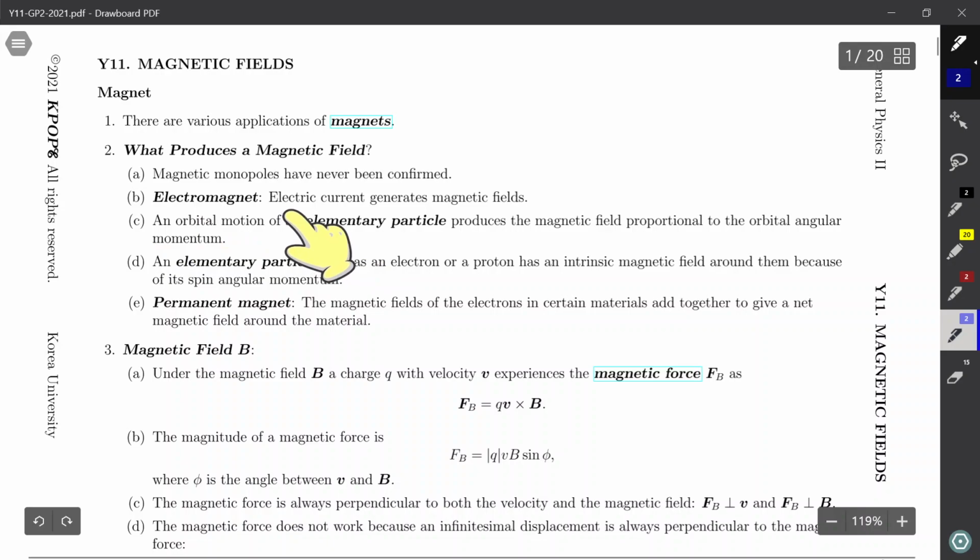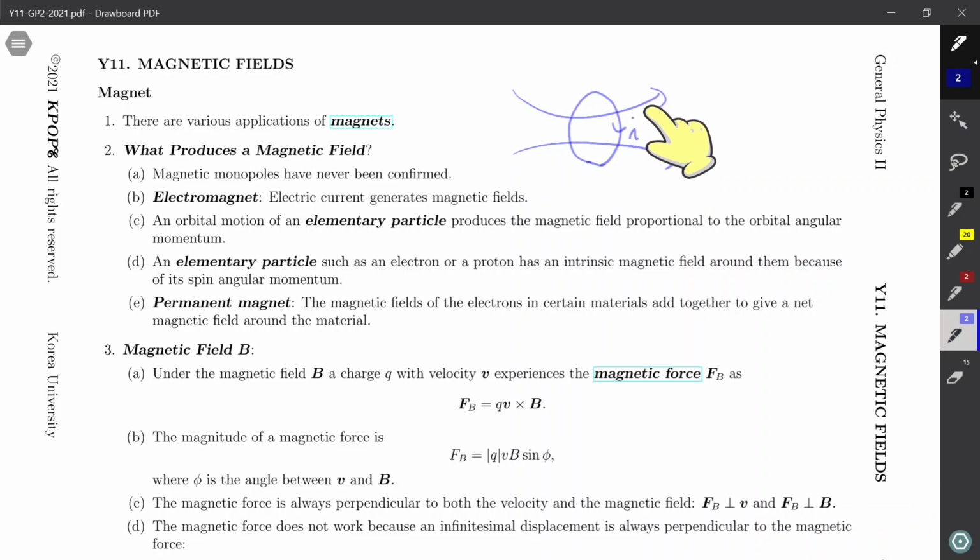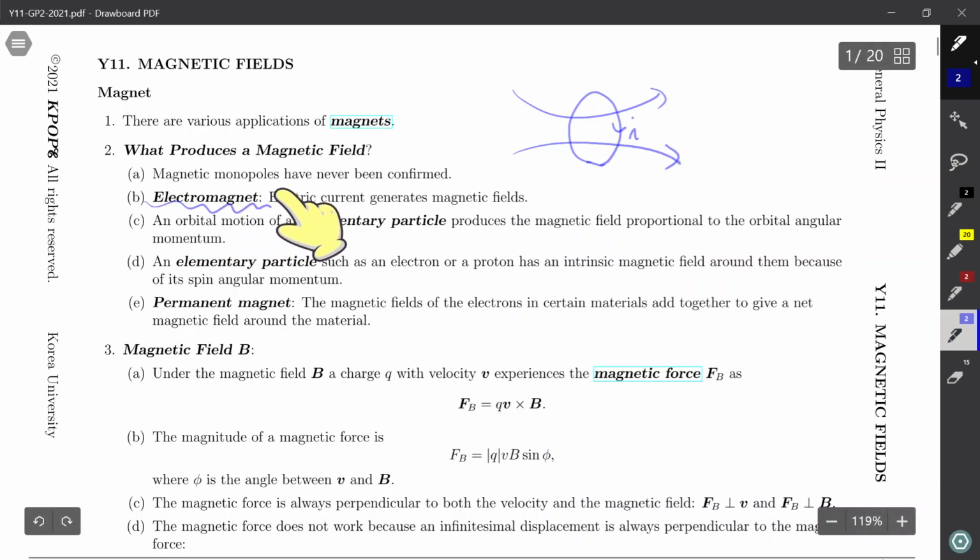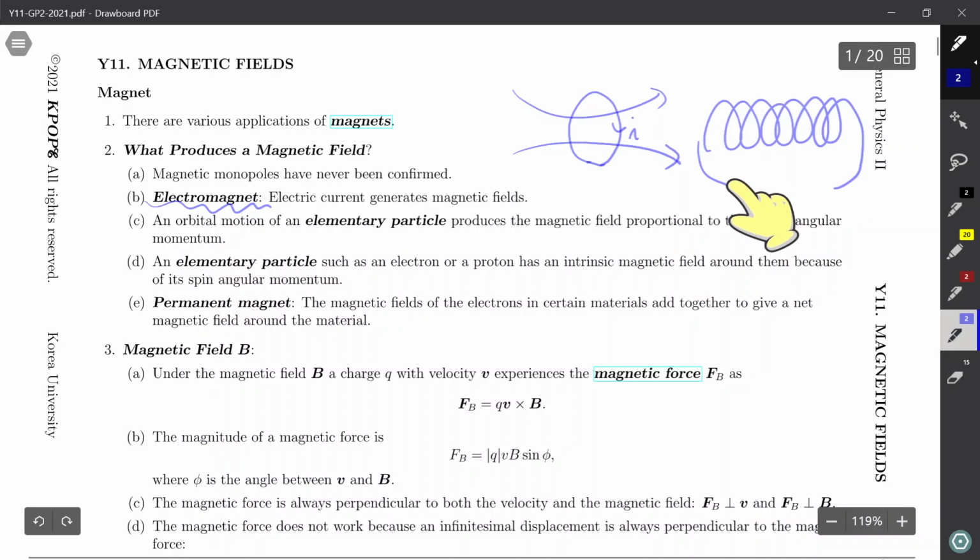Electromagnet. Electric current generates magnetic fields. If there is a current flowing, the magnetic field is generated. Current I generates a magnet. Sometimes we can construct a coil that magnifies the magnetic field. The current is flowing, and a strong magnetic field is generated inside the coil.